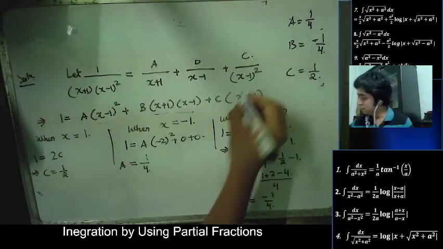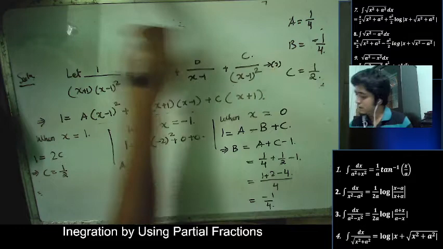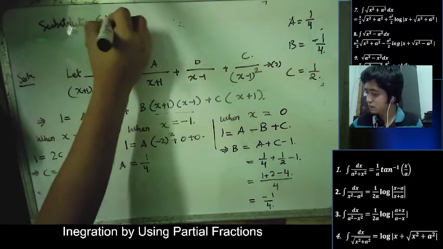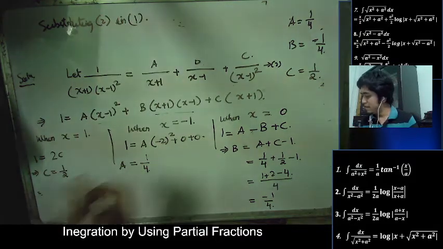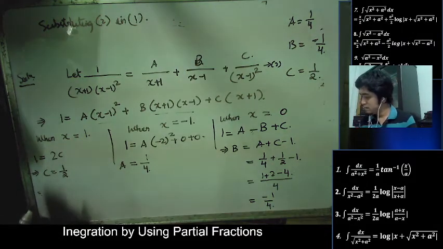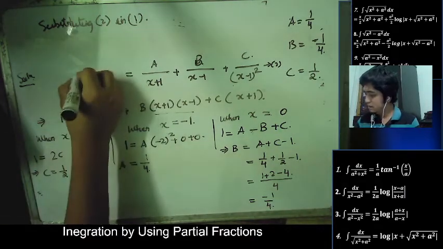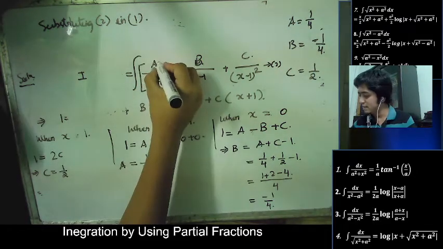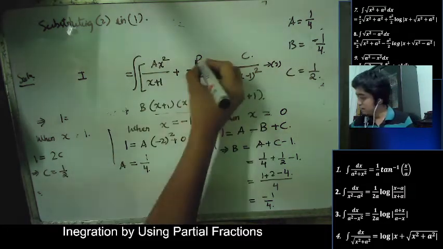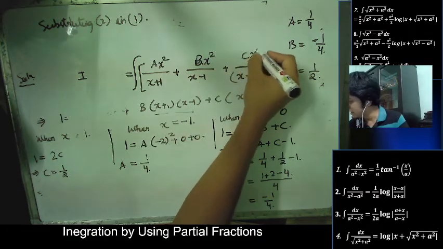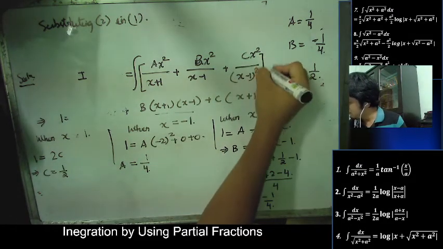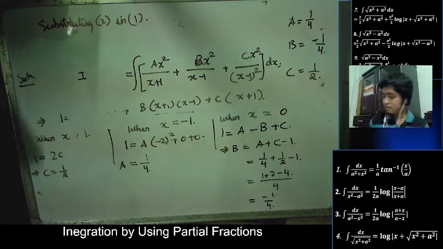So substituting 2 in 1, you will be having this. I equals integration of this whole thing. But remember that there was that x square, so again over here we'll be having this, and over here we'll be having dx. So this is what we are having.